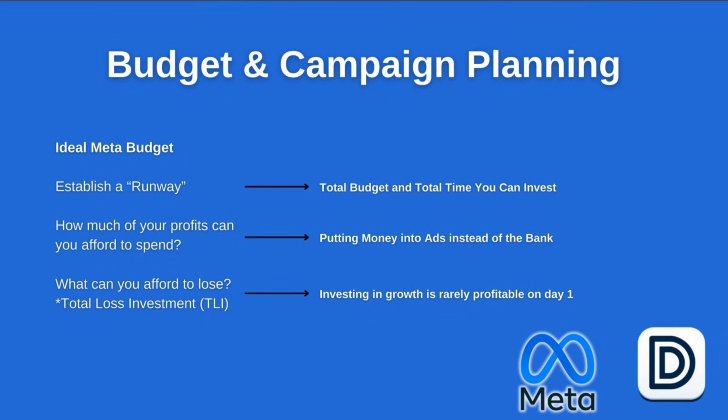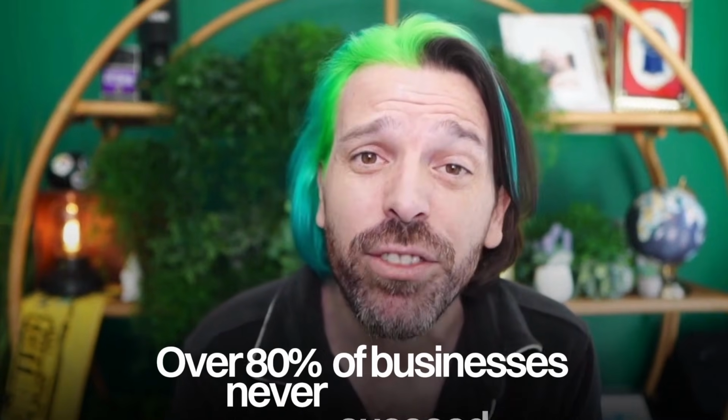Lastly, we can look at what we call a total loss investment. You can think of this as what can you afford to lose? Now, generally speaking, this is the most advanced version of how to choose your budget. And it basically comes from the ethos of don't spend any penny you can't afford to completely lose. And the idea is you know you're not going to be profitable on day one. Most businesses don't turn a profit for a couple of years in the real world, and over 80% of businesses never succeed.